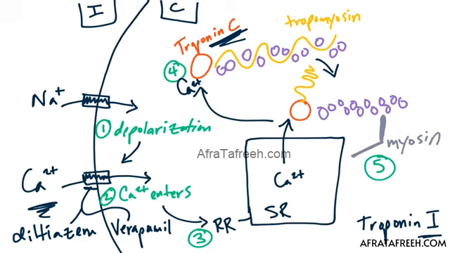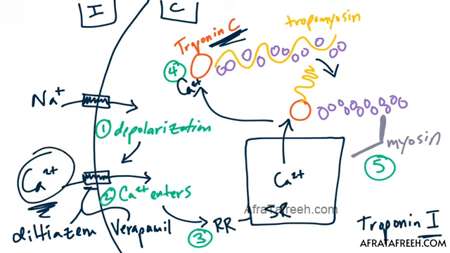Okay, one last note. It's important to remember that calcium enters both cardiac myocytes, which I've drawn here, and pacemaker cells through the L-type calcium channels. But only cardiac myocytes exhibit calcium-induced calcium release from the sarcoplasmic reticulum. In other words, cardiac pacemaker cells do not release calcium from the sarcoplasmic reticulum. So drugs like verapamil and diltiazem that block the L-type calcium channel have no effect on calcium-induced calcium release in pacemaker cells.